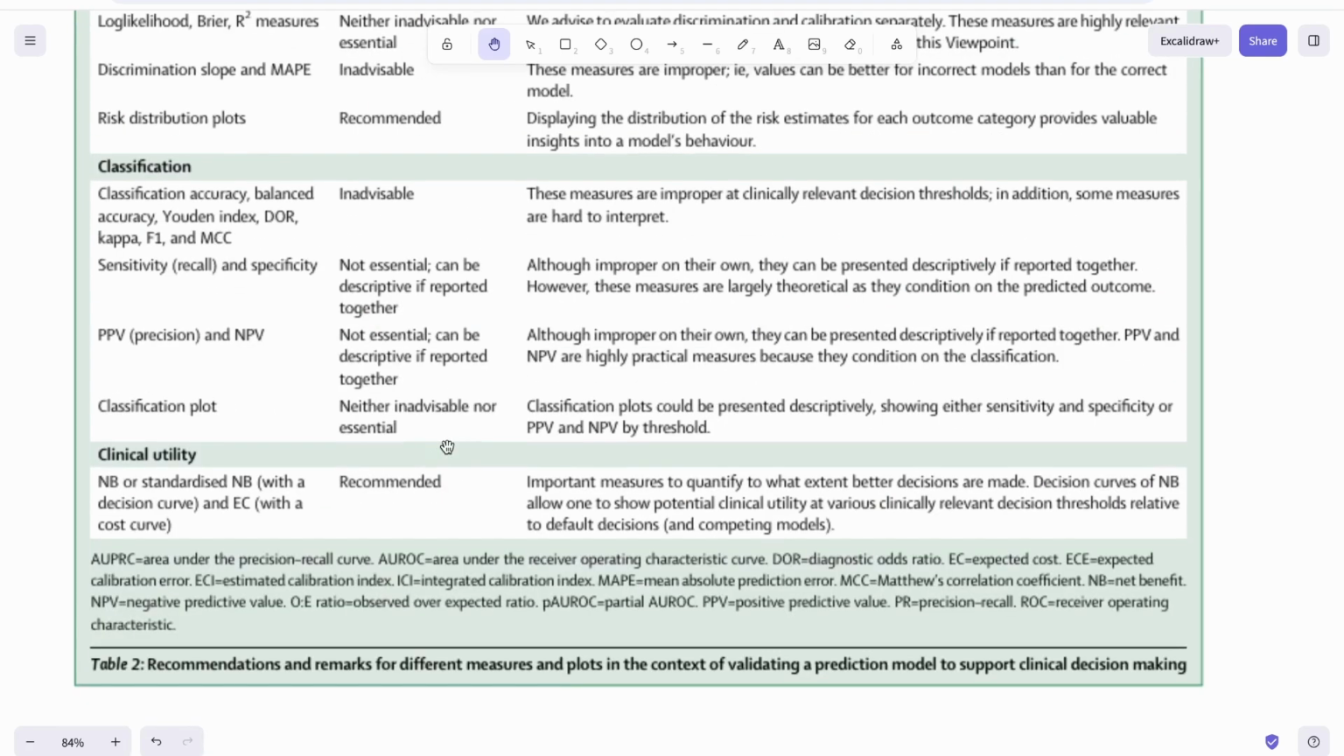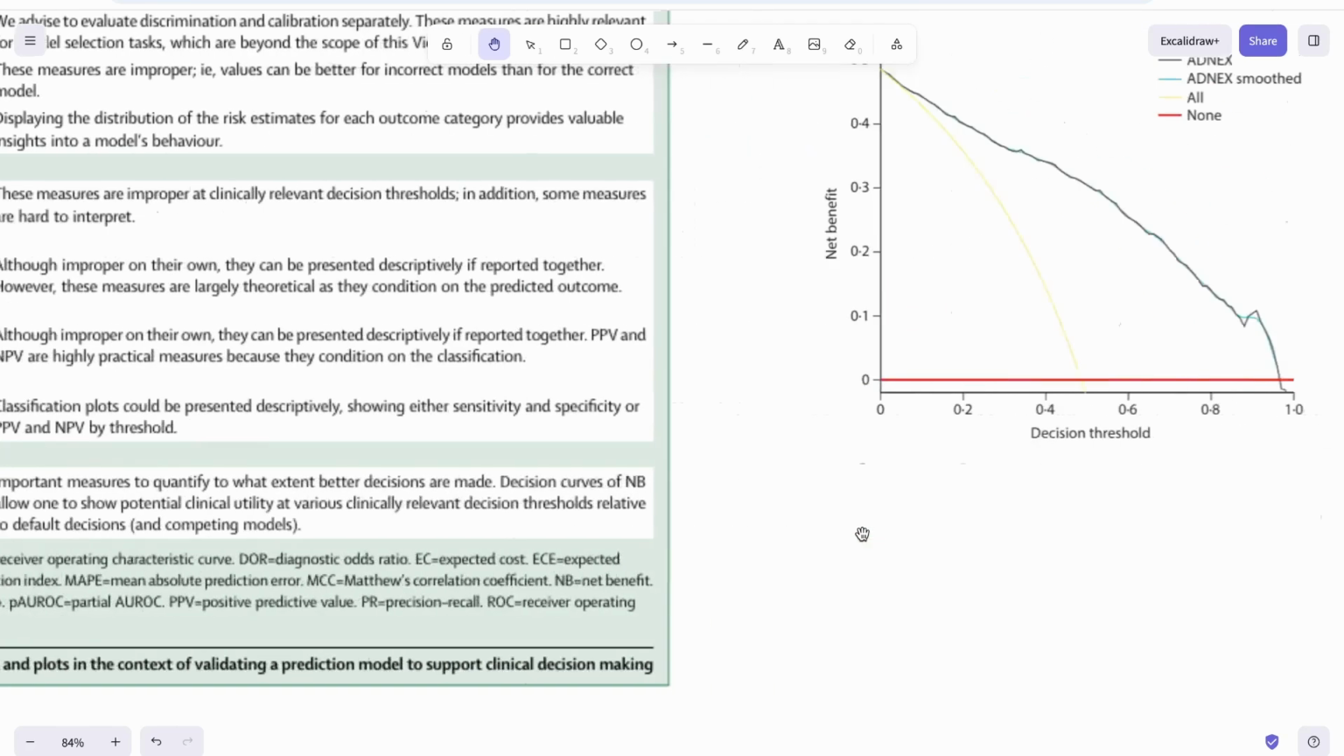The final measure that they recommend is for clinical utility, which is the net benefit or standardized net benefit with a decision curve, and for example expected cost with a cost curve. This is important because it quantifies to what extent better decisions are made. Decision curves of net benefit allow one to show potential clinical utility at various clinically relevant decision thresholds relative to default decisions and competing models. Let's look at how this looks.